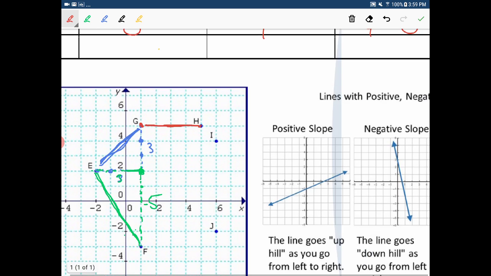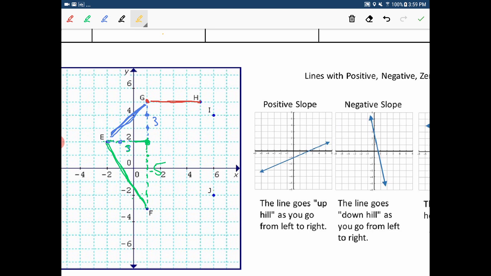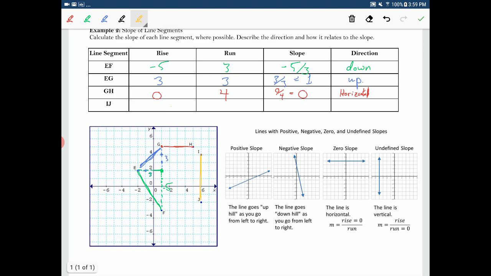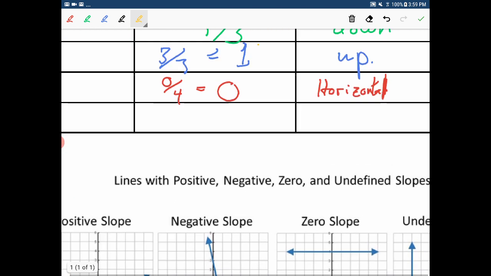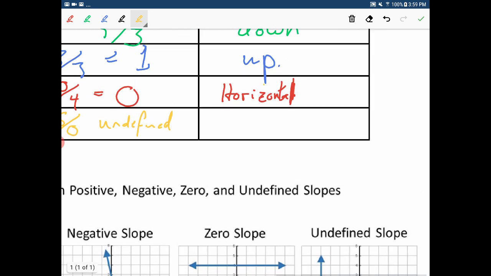That leaves us with our last one, I to J. I think I've only got one color left, so we'll use yellow. So, what's the rise? Well, this one went up 6, and it went over 0 this time. So if we put that into our equation, we get 6 divided by 0, which doesn't equal anything. You can't divide by 0, so we're going to write that that is undefined. And so that's a vertical line.